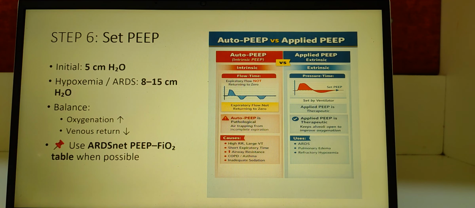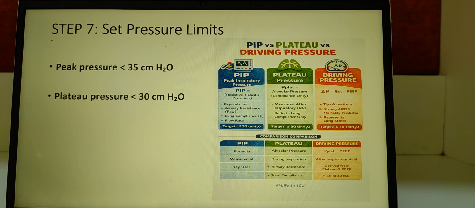So adjust the PEEP according to the ARDS net protocol. We have the PEEP and FiO2 table. Ideally, we should be following this whenever it's possible.